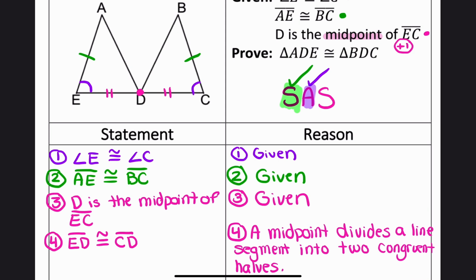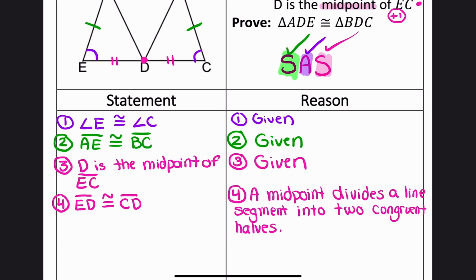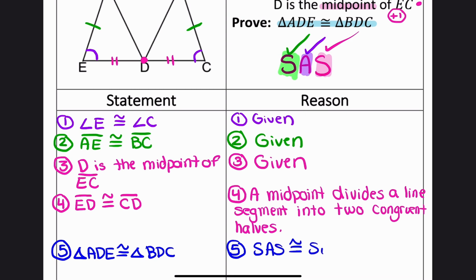Done. So now I have my final side finished, and that means I'm ready to write my final proof statement. So last but not least, I'm going to write that triangle ADE. So let's see. Step 5, triangle ADE is congruent to triangle BDC. And the reason for that is side, angle, side is congruent to side, angle, side.